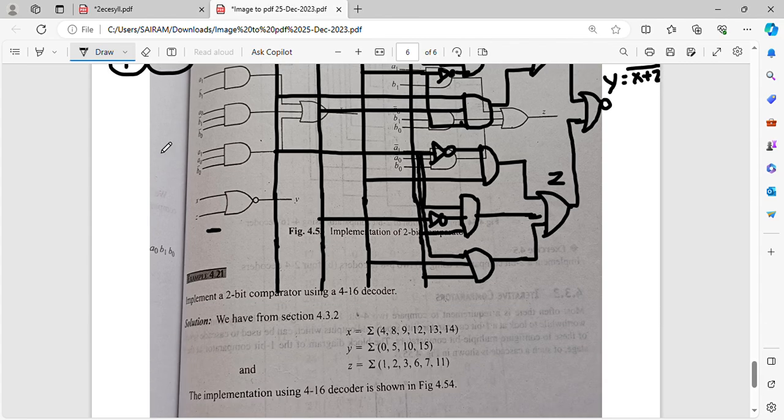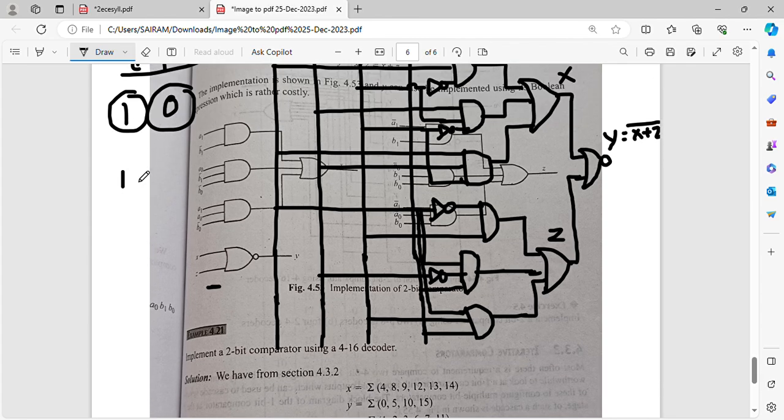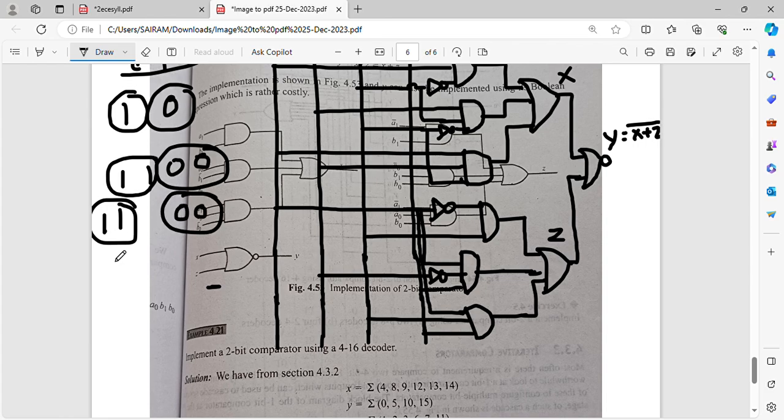Okay. But if you have a 4-bit binary number 1100, what happens? You have to divide it into two 2-bit binary numbers. So this is one 2-bit binary number, 1 and 1, and 0 and 0 is another 2-bit binary number, and here you have to take the decimal value of this, which is 3, and this is 0, and you're going to compare 3 and 0, and you have to say whether 3 is greater than 0, 3 is less than 0, 3 is equal to 0, right?